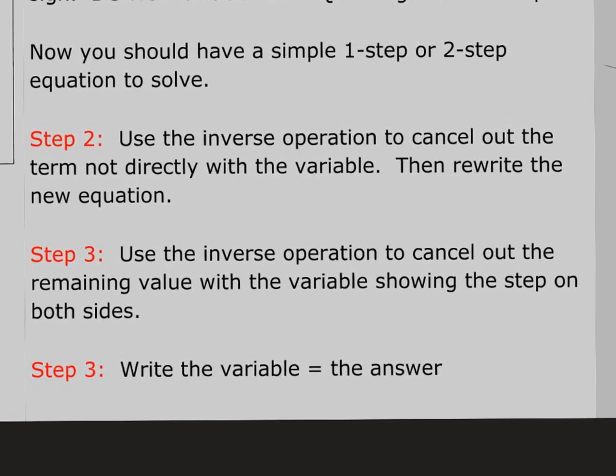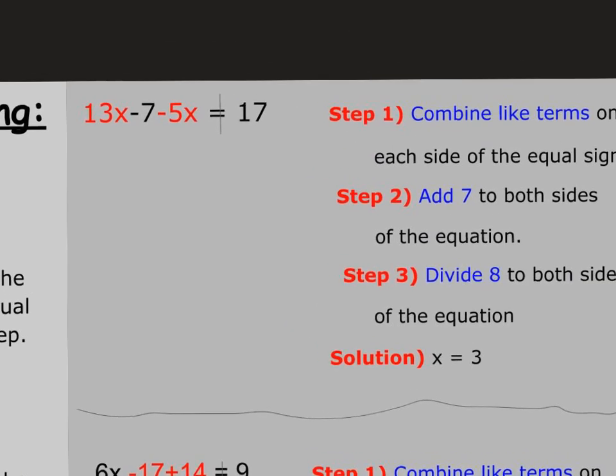So from there, after you have combined your terms on each side of the equation, you'll use the inverse operation to cancel out the term not directly with the variable, then rewrite your new equation. Step 3, you'll use the inverse operation again, but to cancel out the remaining value with the variable, showing that step on both sides, and then you will have your answer. Okay, so let's look at some actual examples.